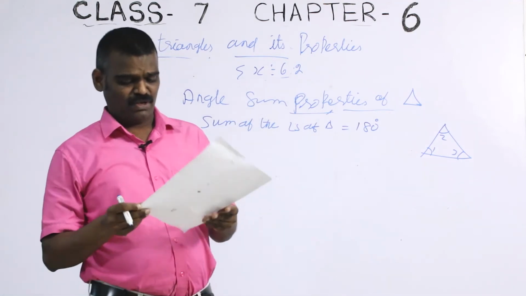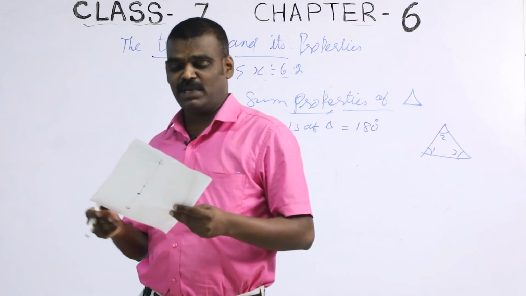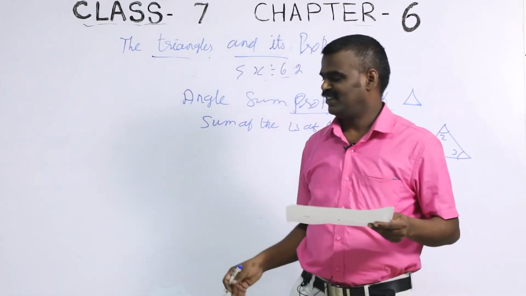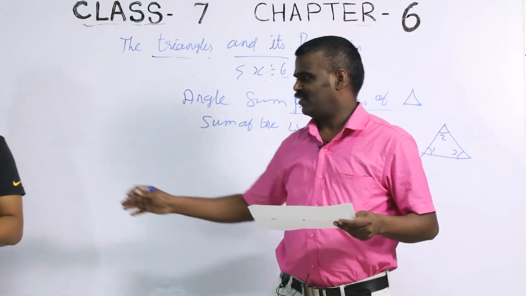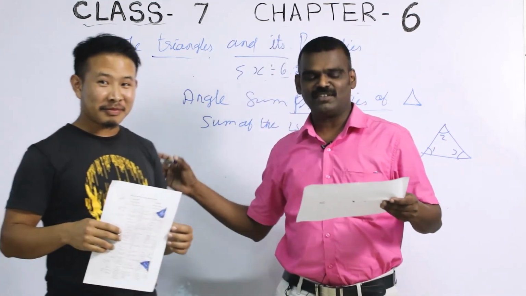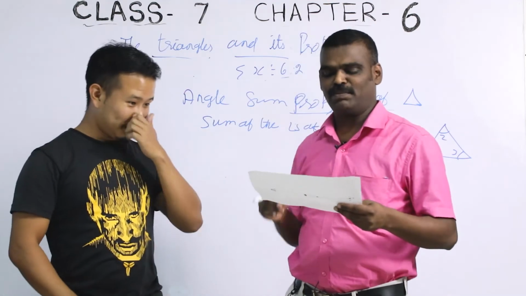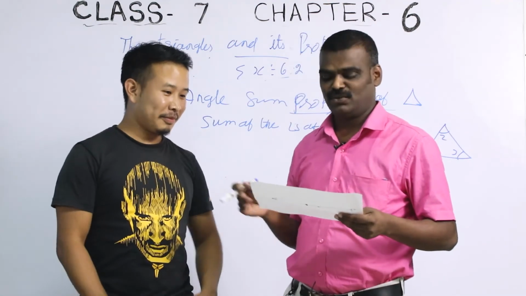To assist me, I have Mr. Charles. He is going to assist me. How? Because it is difficult for me to do alone, so he is going to help me.